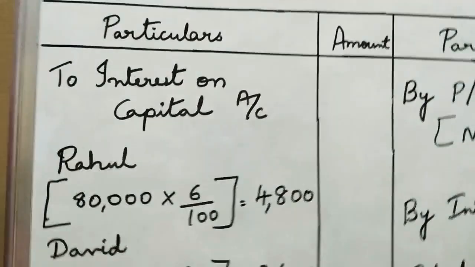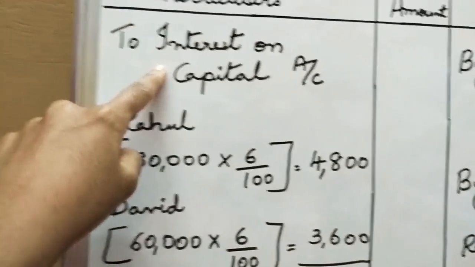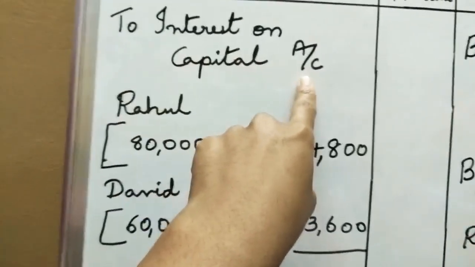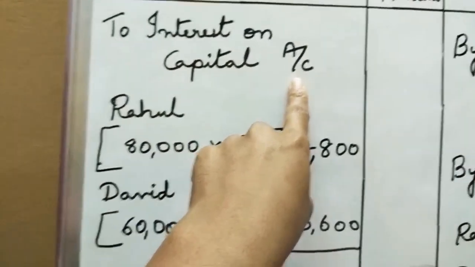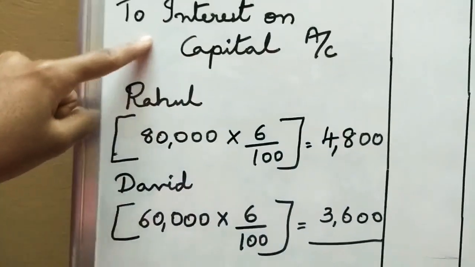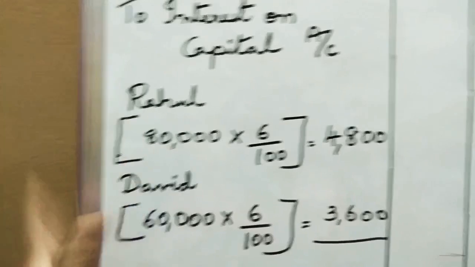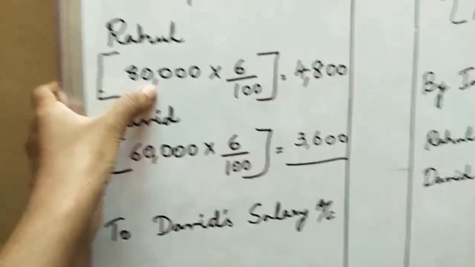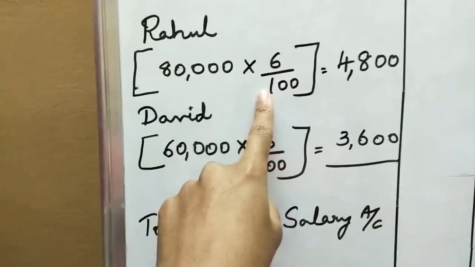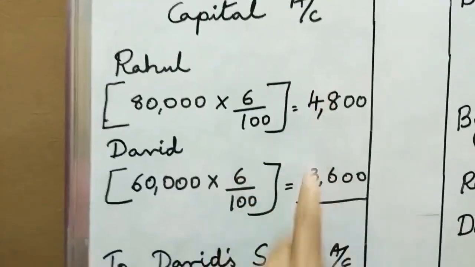Moving on to the debit side now. We have first interest on capital account, which means the firm needs to pay some interest on the capital invested by the partners. So we are going to check what is the amount paid to Rahul and David as the interest on their capital. Rahul has invested 80,000 and the rate of interest given is 6%. So we get 4,800. Take it in the inner column. So the total we can take in the amount column.